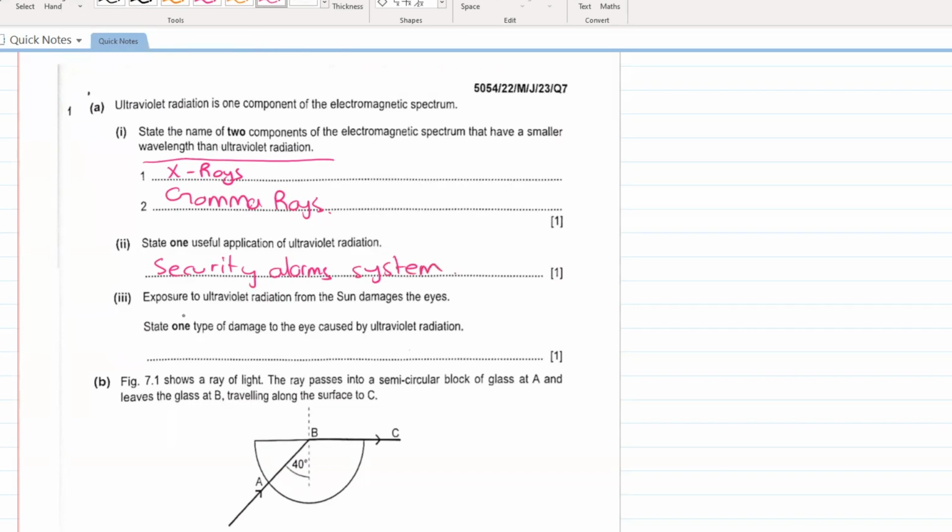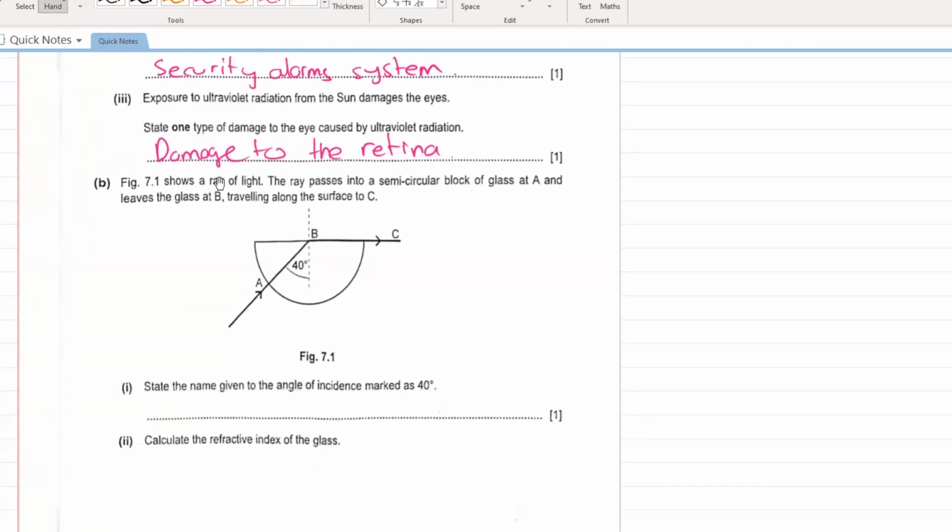Exposure to ultraviolet radiation from the sun damages the eye. State one type of damage to the eye caused by ultraviolet rays. Damage to the retina. Okay. Let's further move ahead.